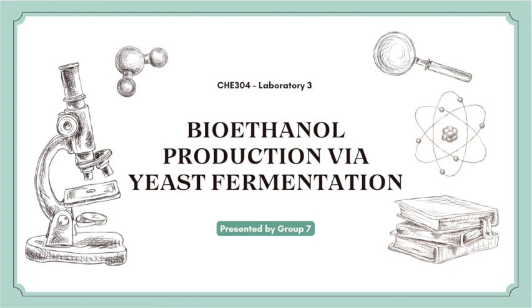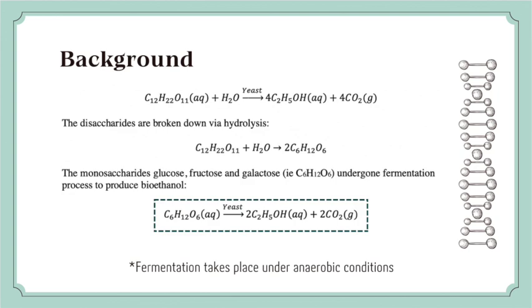Specifically, our team investigated how varying sugar concentrations impacts the rate of ethanol production, with constants small k and large K being our ultimate goals. Through fermentation, glucose is converted into ethanol, lactic acid, or hydrogen.